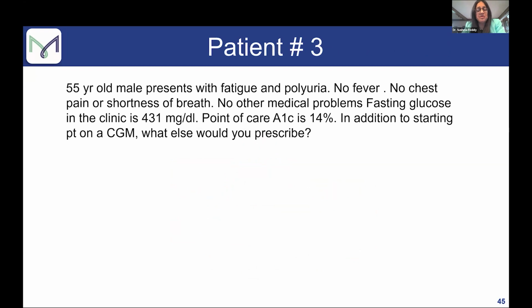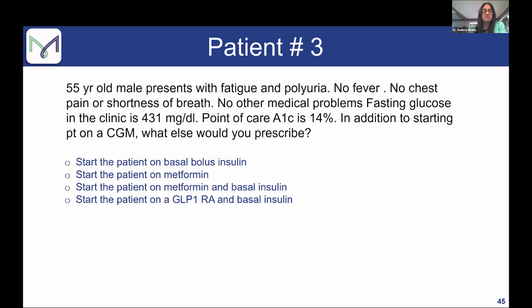So time for a poll. In addition to starting the patient on CGM, because this is what we did, what else would you prescribe this patient? So I would love to see what everybody's answers are. Again, remember, A1C is 14. Fasting glucose there was 431. So would you start the patient on a basal bolus insulin there? Would you start them on metformin alone? Would you start the patient on metformin and a basal, or would you start a GLP-1 and basal?